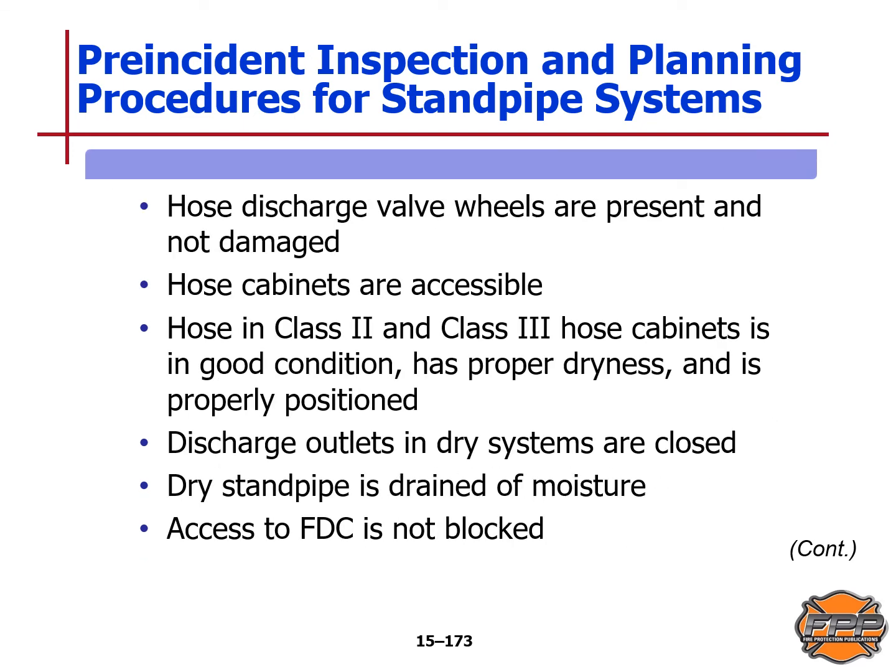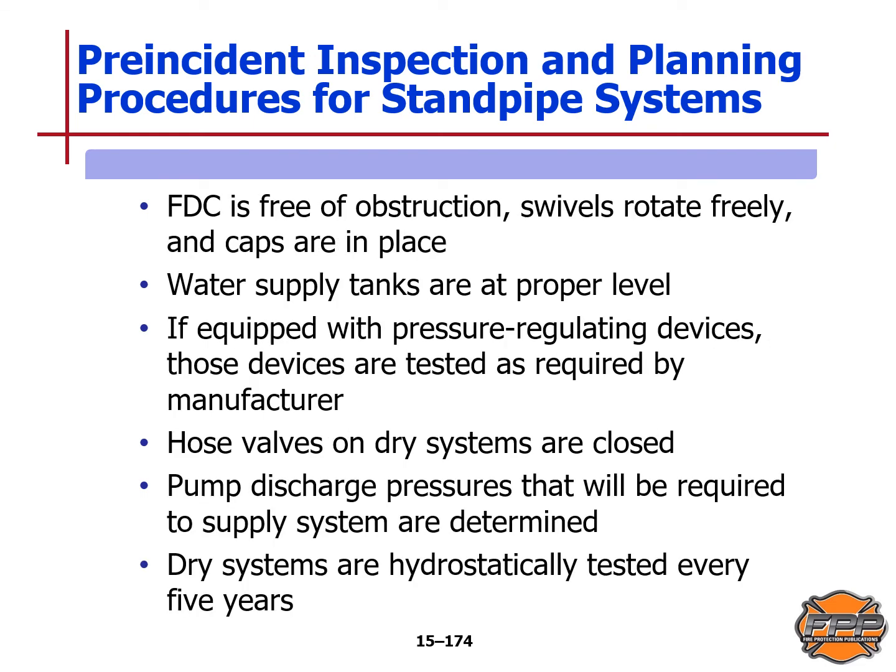Also, what should be checked is that hose discharge valve wheels are present and not damaged. Hose cabinets are accessible. Hose in Class 2 and Class 3 hose cabinets is in good condition, has proper dryness, and is properly positioned. Next, discharge outlets in dry systems should be closed. The dry standpipe is drained of moisture, and access to the fire department connection is not blocked. Also, it should be checked that the FDC is free of obstruction, swivels rotate freely, and caps are in place. Water supply tanks are at proper level.